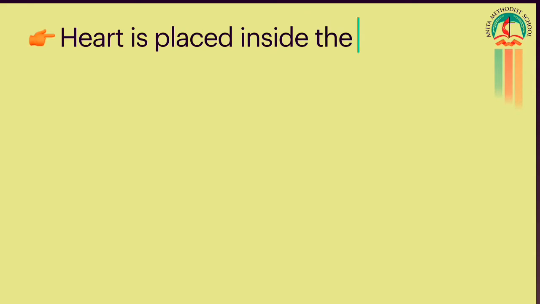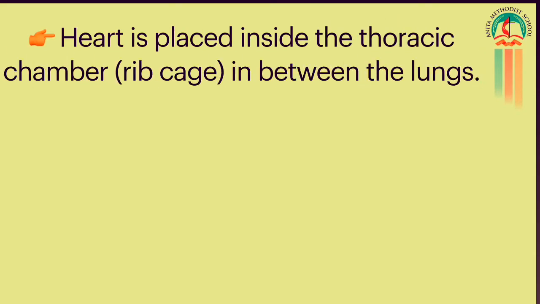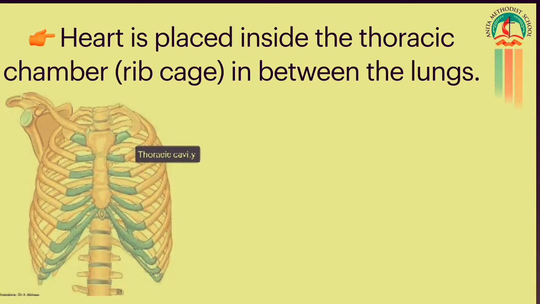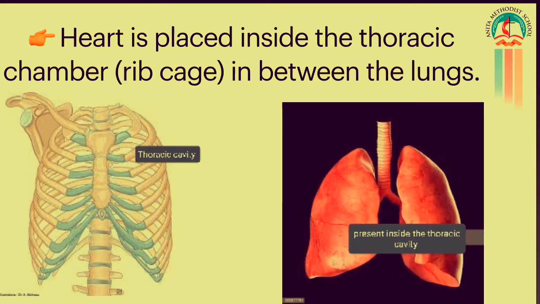Now let's see the structure where the heart is located and its function. Heart is placed inside the thoracic chamber, which can also be called the rib cage, in between the lungs. Where is it located? Heart is placed inside the rib cage in between two lungs. Can you see the picture? The thoracic chamber and the lungs.